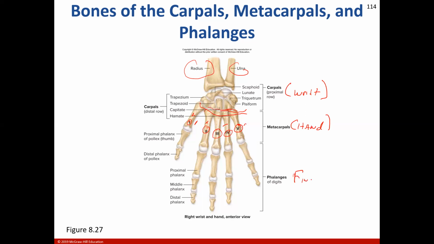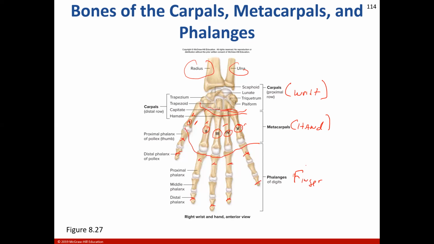Phalanges are fingers. The question would be like if I put a, well, let me just show you more. Let me just show you what the phalanges are, which are the fingers. Everything over here and down is phalanges. So you have proximal phalanges on every finger, all five, and you have distal phalanges on all five.